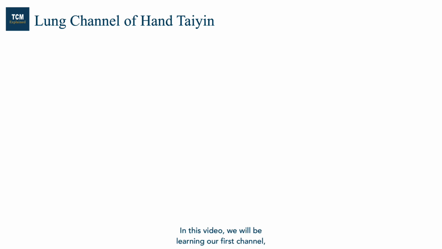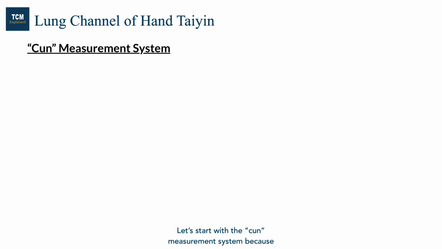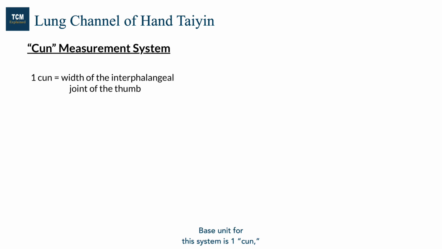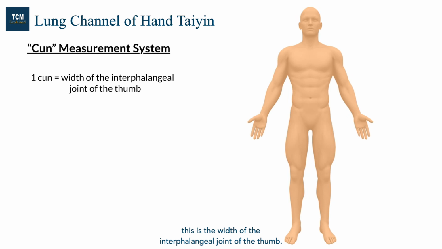In this video, we will be learning our first channel, the lung channel of hand Taiyin. Let's start with the Cun Measurement System because it will guide us how the channels traverse the body. The base unit for this system is 1 Cun. This is the width of the interphalangeal joint of the thumb.